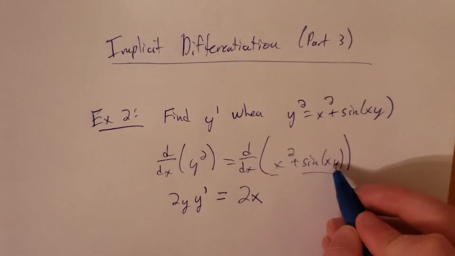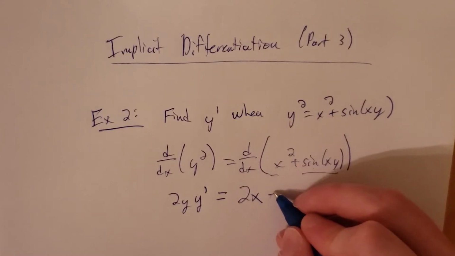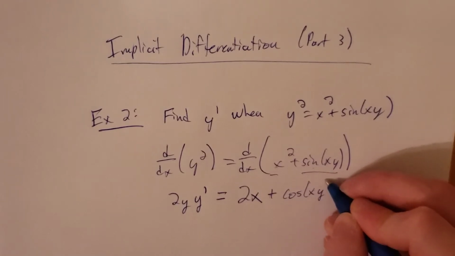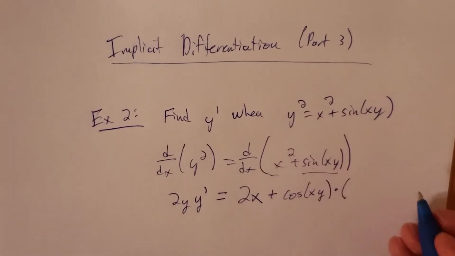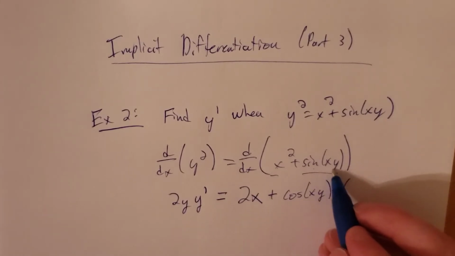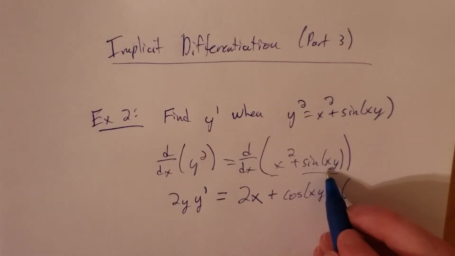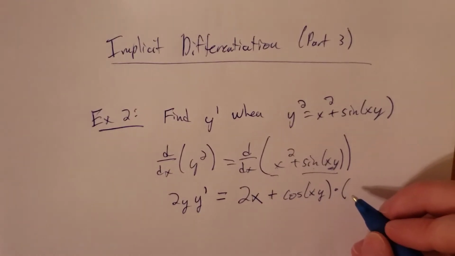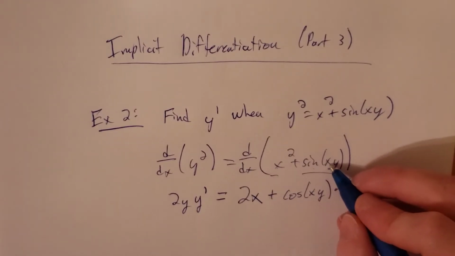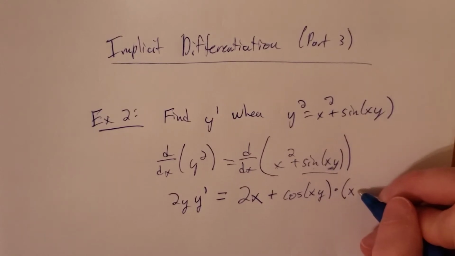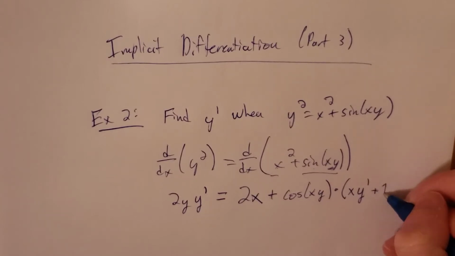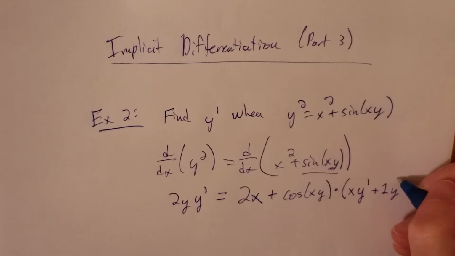The derivative of sine of xy with respect to x, though, is, well, the derivative of sine is cosine, so this is cosine of xy, times, and now we need to multiply by the derivative of the inside, because that's what our chain rule says. And so the derivative of the inside here, the derivative of x times y, is a product rule. So what does our product rule say? We take the first, x, times the derivative of the second, which is y prime, plus the derivative of the first, which is 1, times y.